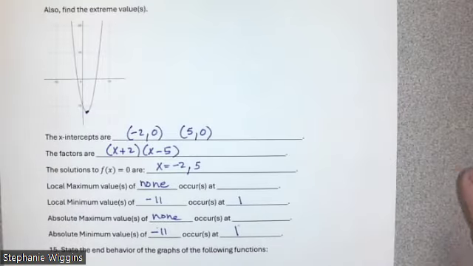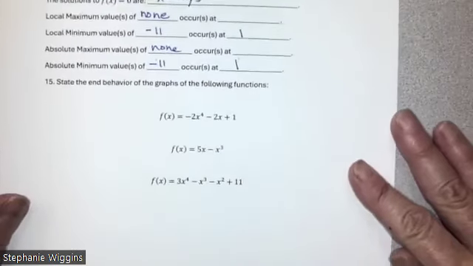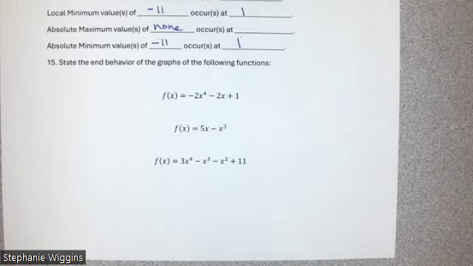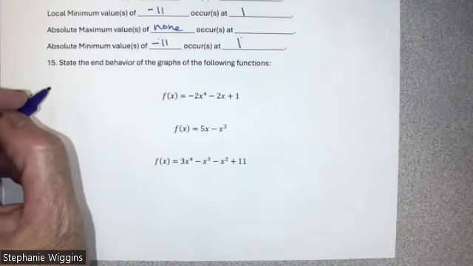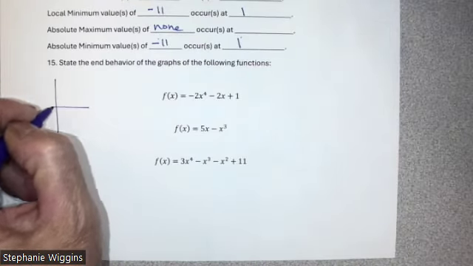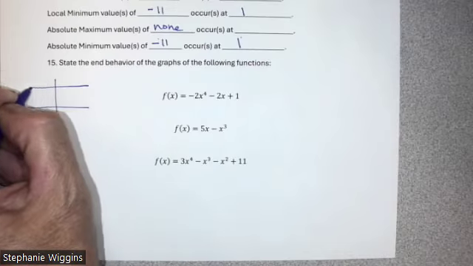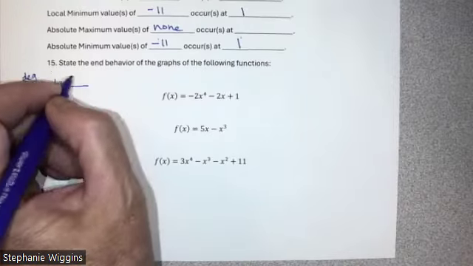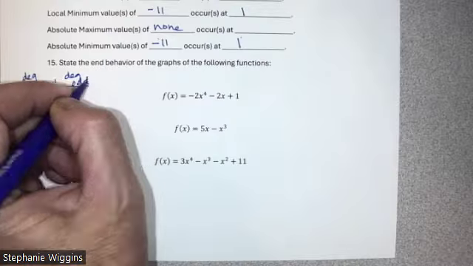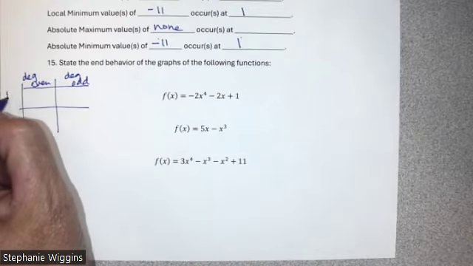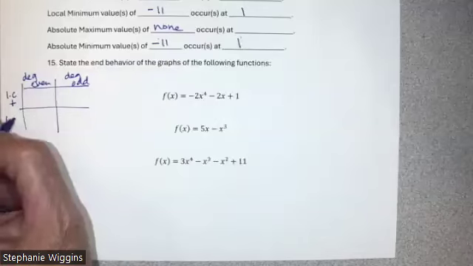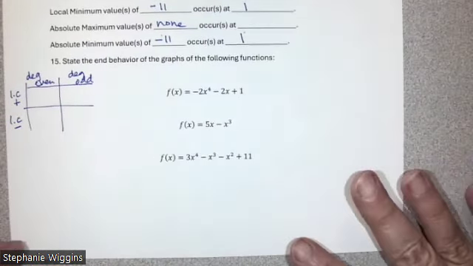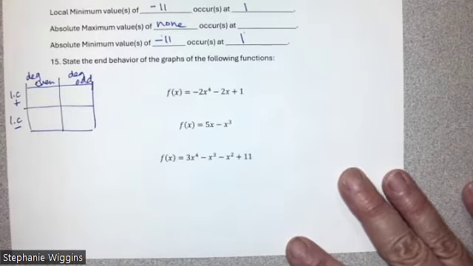All right. Here it says state the end behavior of the graphs of the following functions. So what you need to remember for end behavior is that the degree is even or the degree is odd. And then the leading coefficient is going to be positive or negative. So you're looking at those things, the degree and the leading coefficient.